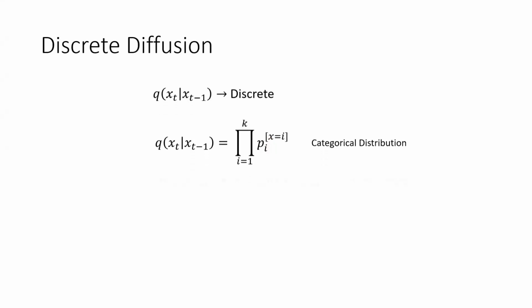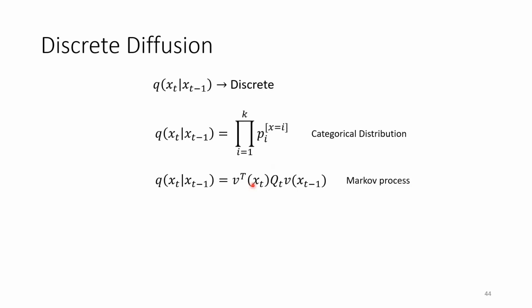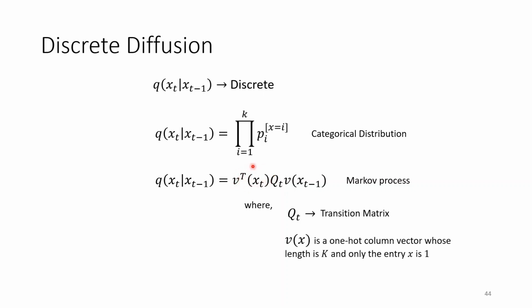Moving forward, since it's a Markov process, we can directly use the transition matrix techniques in here and figure out what the transition probability is. Here, Qt is the transition matrix, like any Markov chain process has. And V is actually a one-hot column vector whose length is k. Again, remember, k is the number of code vectors we have in the codebook, and only that entry is one where the input x is. As an example, if I say Vx equals 3, it essentially gives me a one-hot column vector of length k, and the third entry will be 1.